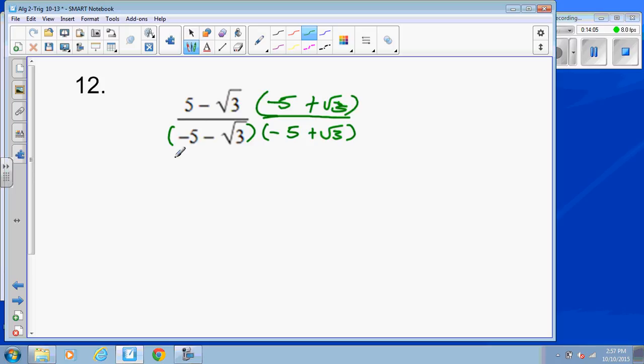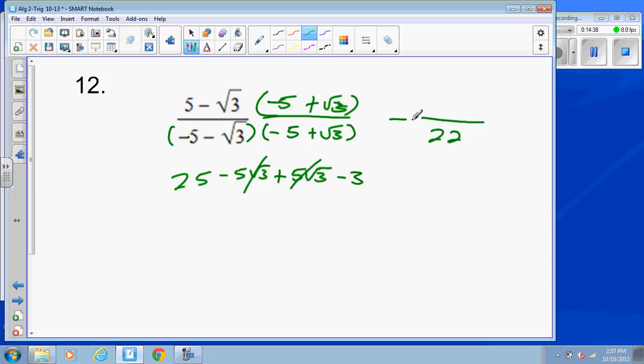All right, the bottom would be negative 5 times negative 5, that's 25. Negative 5 times square root of 3 is minus 5 square root of 3. Negative square root of 3 times negative 5, negative times the negative is positive, so it's plus 5 square root of 3. And then square root of 3 times square root of 3 is 3, and it's negative times a positive, so it's minus 3. So the bottom of my fraction, these two will cancel, and I'll get 25 minus 3, which is 22.